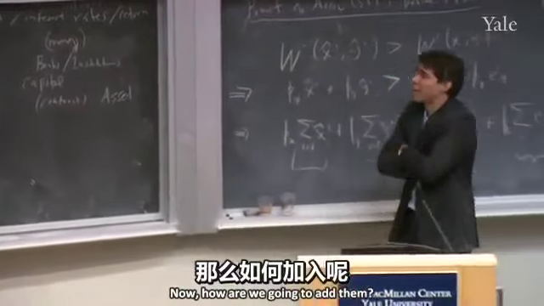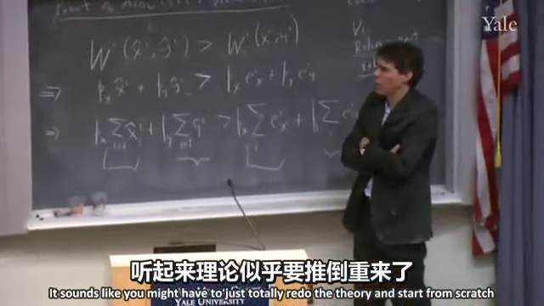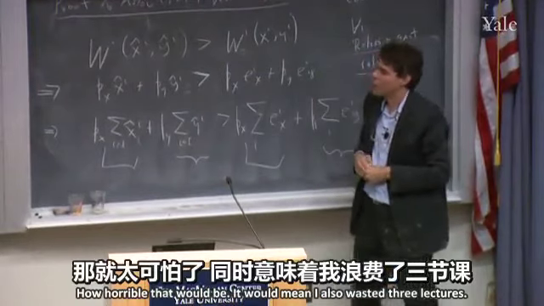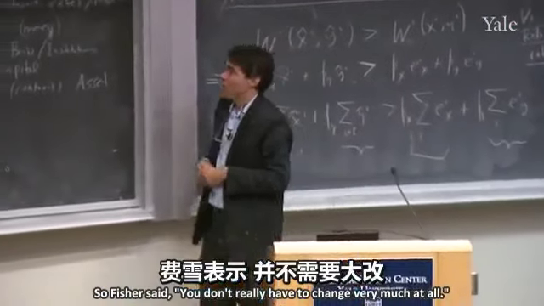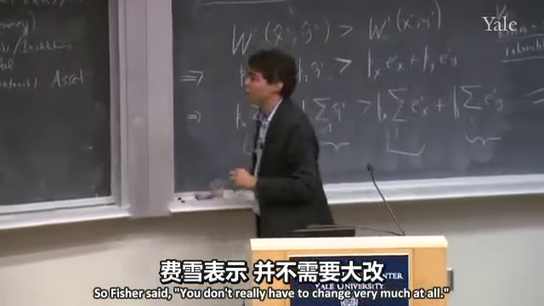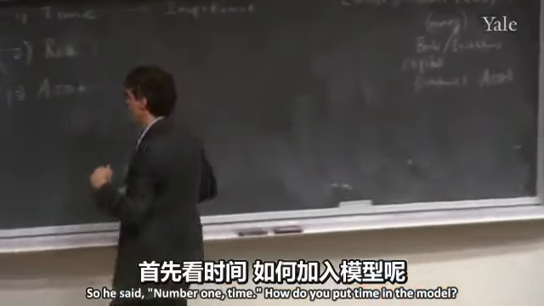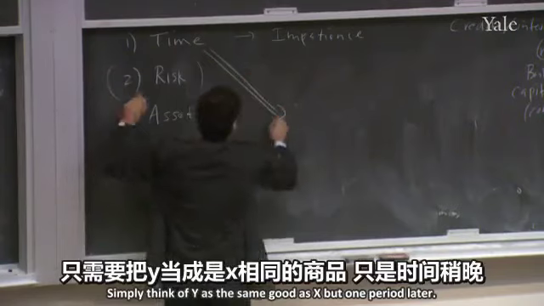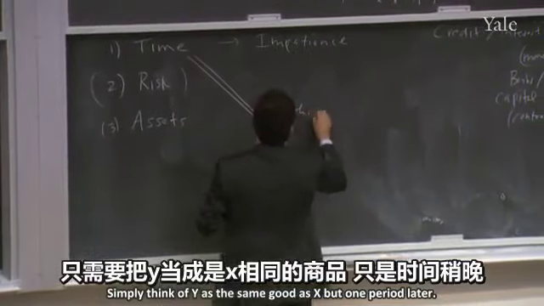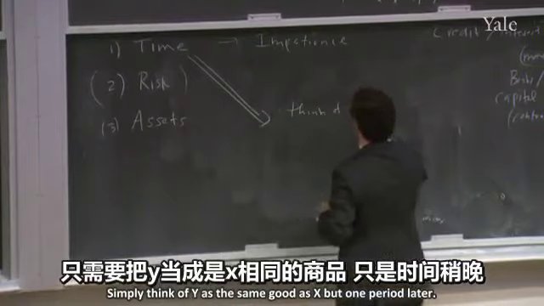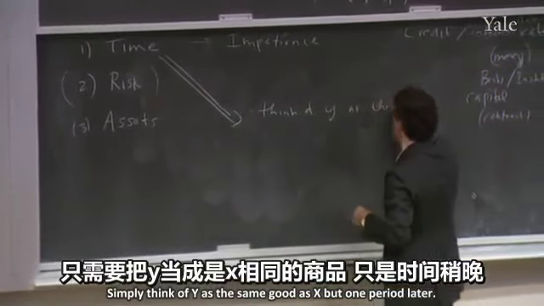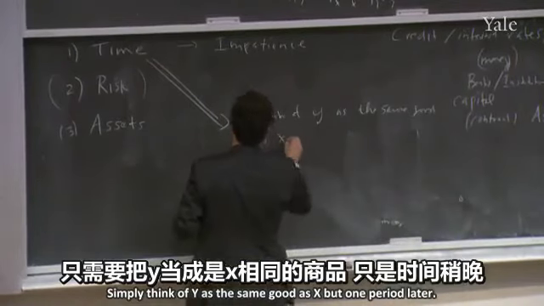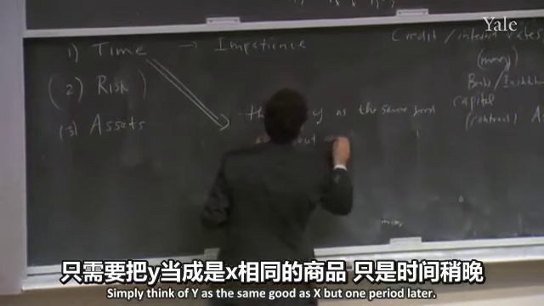Now, how are we going to add them? It sounds like you might have to just totally redo the theory and start from scratch and do something totally different. How horrible that would be. It would mean I also wasted 3 lectures. So Fisher said, you don't really have to change very much at all. So he said, number 1, time. How do you put time in the model? Simply think of y as the same good as x, but 1 period later.